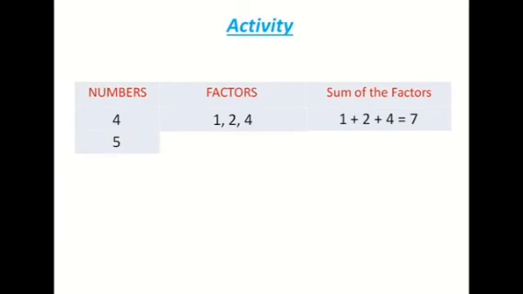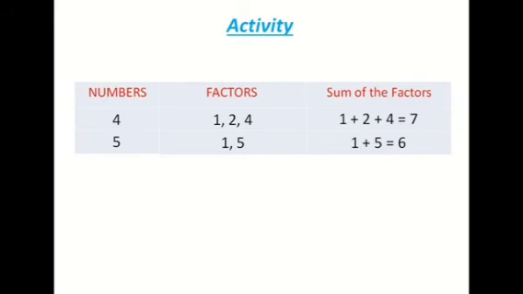Now go for the next number, 5. So 5, if you factorize, you will get 1 5s are 5. Okay, so 5 is a prime number. There is no other factor for 5. Now sum of the factors, 1 plus 5 equals 6.